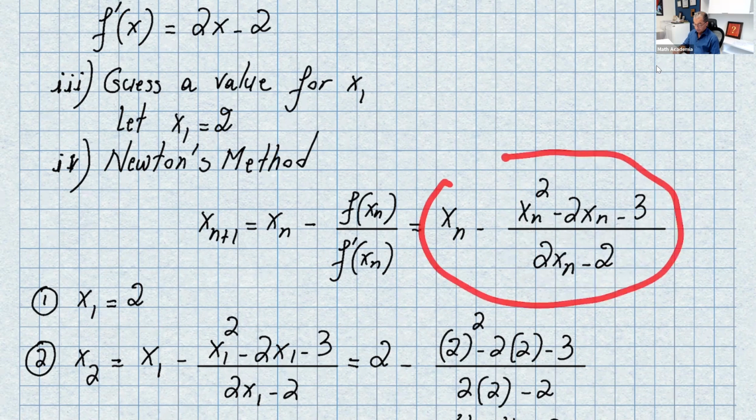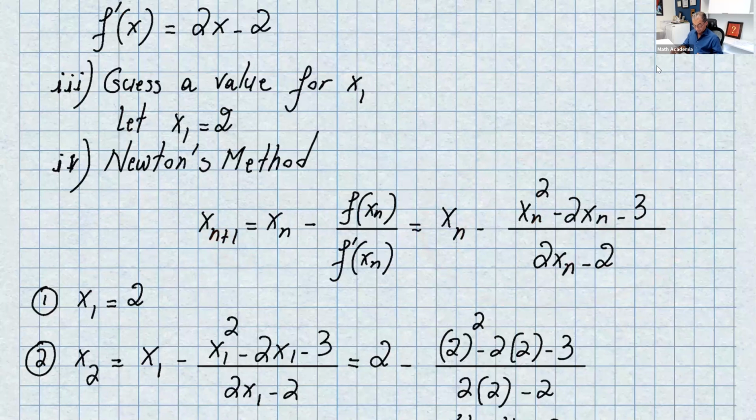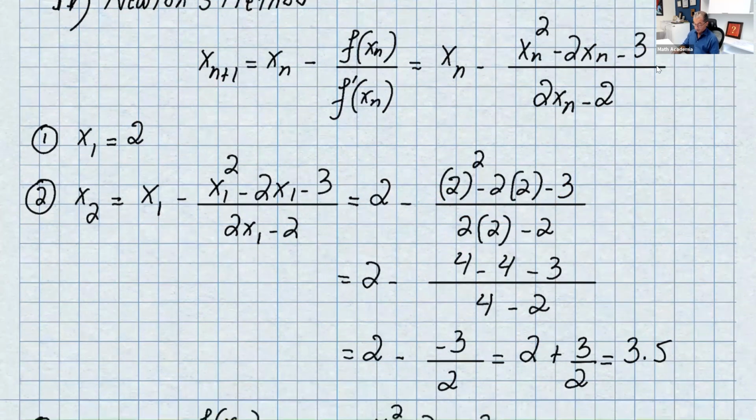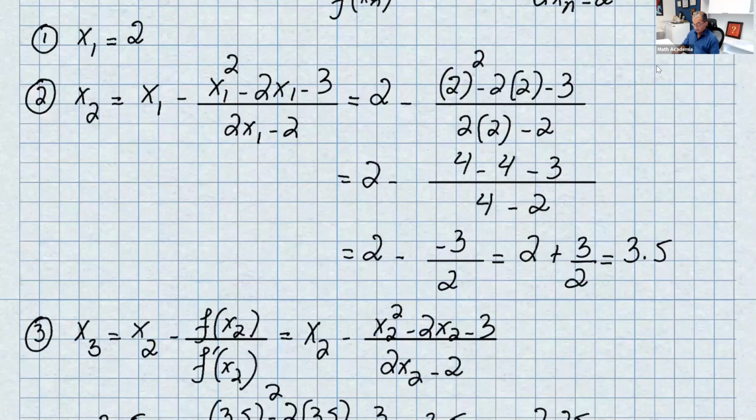Basically, I'm using this formula. This is x2, and substitute all the n's by 1. Then it's a simple substitution. x1 is 2, minus f of x1, which is f of 2, divided by f prime of x1, which is f prime of 2. And if you evaluate that expression, you get 3.5.